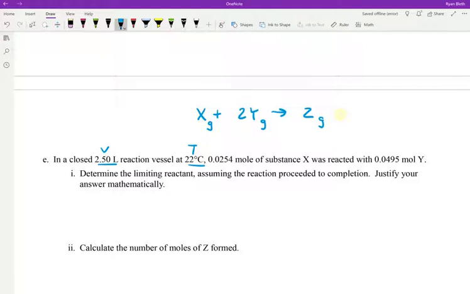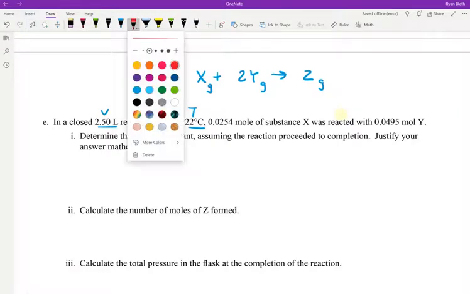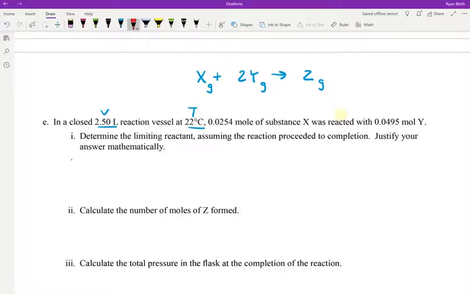And I have 0.0254 moles of X, 0.0495 moles of Y. So to find the limiting reactant, I'm going to just pick one of those and figure out how much of the other one I would need in order to use it up. So I'm going to say for the 0.0254 moles of X, how much Y would I need?